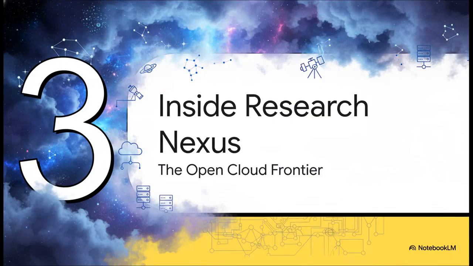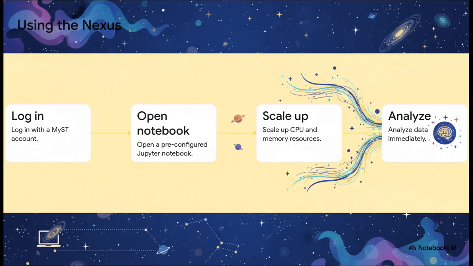Section 3. Inside the Research Nexus, the Open Cloud Frontier. So what does a typical day actually look like for an astronomer using this system once operations begin in 2027? It's beautifully streamlined into just a few simple steps. First, an astronomer logs in with a standard MyStart account, which is essentially NASA's authentication system. From there, they open a pre-configured Jupyter notebook. That's an interactive web-based coding environment right in their web browser.